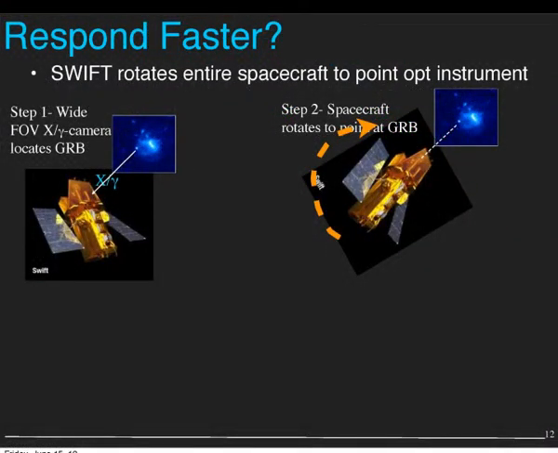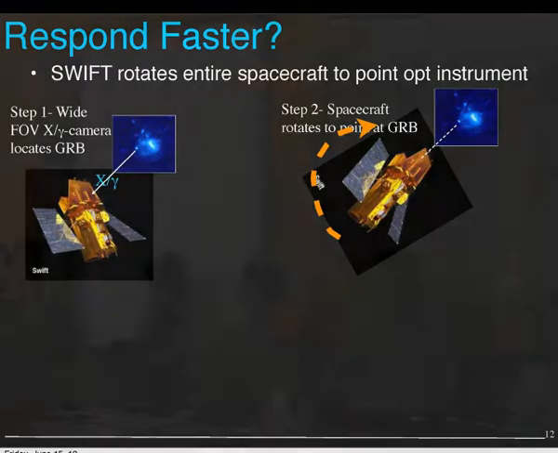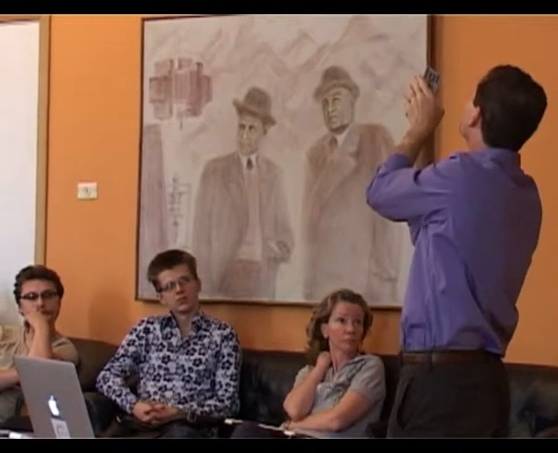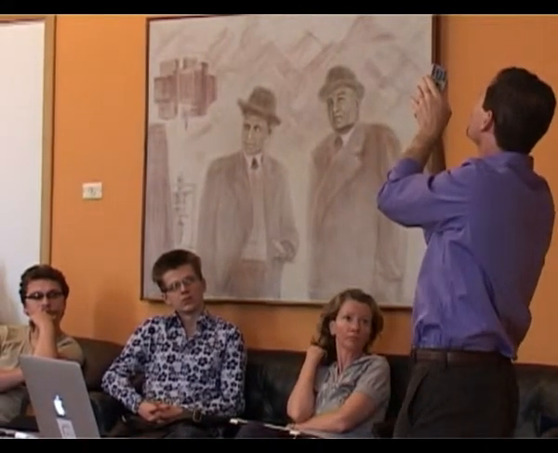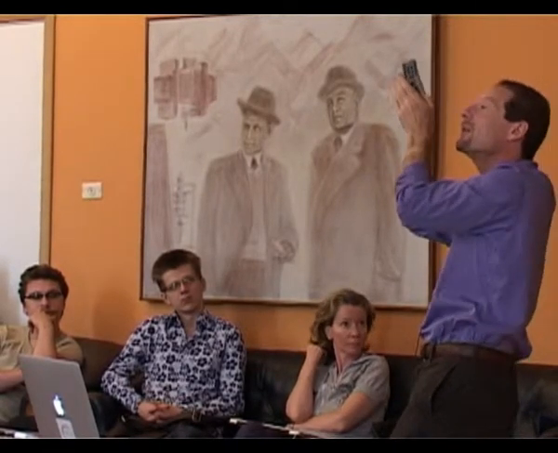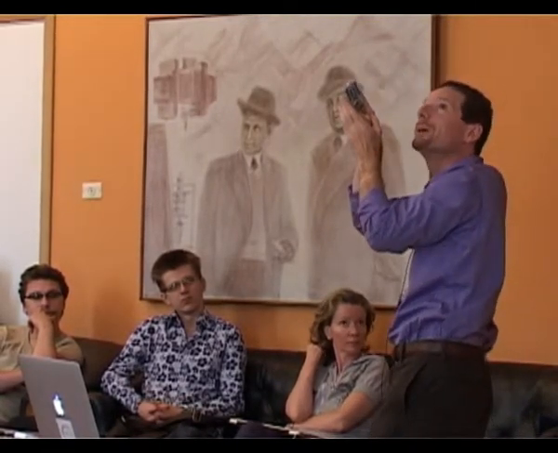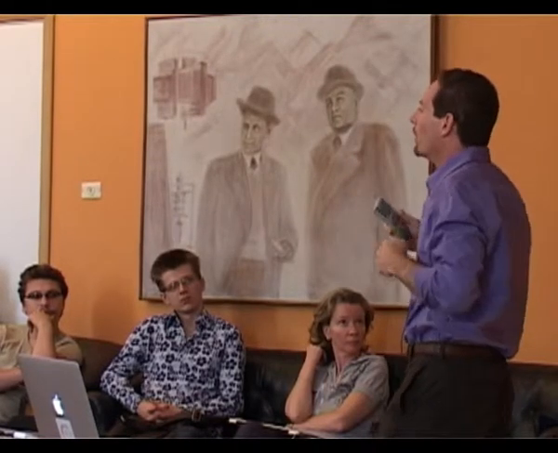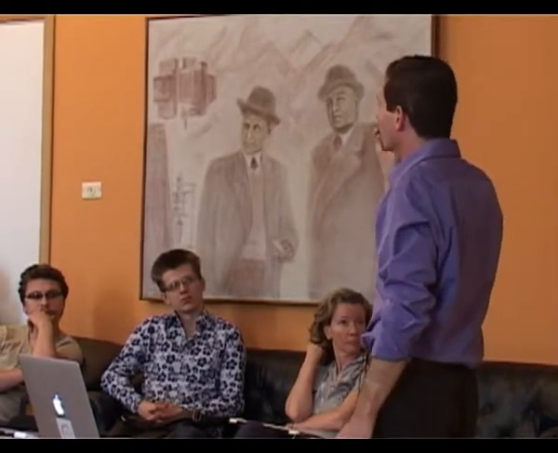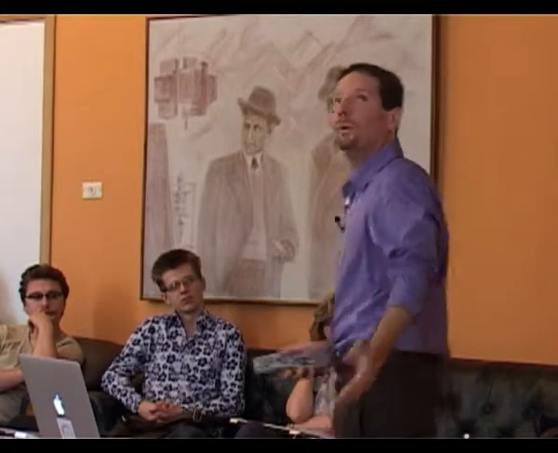So how do you respond faster? Okay, so here's the Swift satellite. It's pointing over here, but it has an extremely wide-field camera. The camera sees a burst over there, and it says, okay, I'll go, and it has to move this entire massive satellite, tick, tick, tick, over until it can finally point at the gamma ray burst. So what is the sense, however, in moving this whole giant spacecraft? Why not just move the mirror? What's the speed? How many degrees can you move?